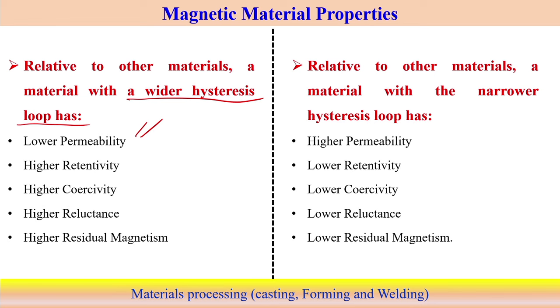But the other parameters, retentivity, coercivity, reluctance and residual magnetism, are all higher when the hysteresis loop is bigger. The other way, if we relate to materials with a narrow hysteresis loop, we can observe the opposite effect. The permeability can be higher, that means you can easily establish the flux density, the magnetic flux, within the material. But retentivity, coercivity, reluctance and residual magnetism are low as compared to the wider hysteresis loop.